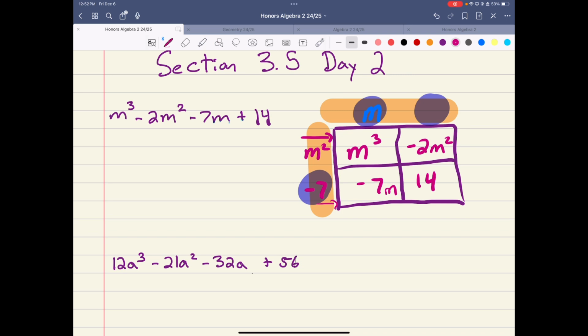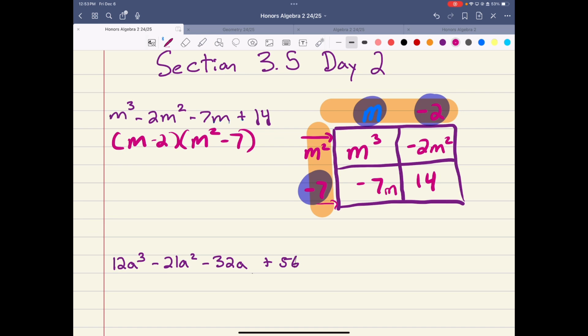Because m times negative 7 needs to be negative 7m. So we've got our first factor done and taken care of. Now if we want to take care of the second one, we can do it one of two ways. We can do m squared times what is negative 2m squared, or what's the GCF of negative 2m squared minus 14. And either way you go, you end up with negative 2 as your solution. So factored form for this then is m minus 2 times m squared minus 7. And that's the factored form of that polynomial.